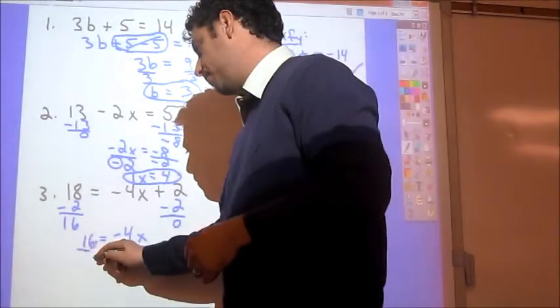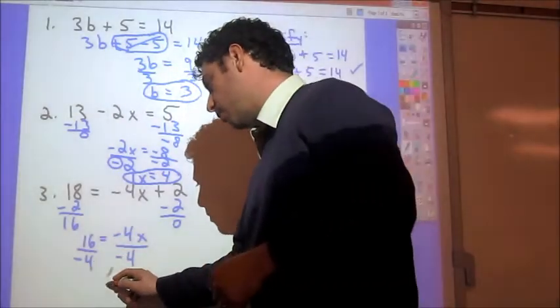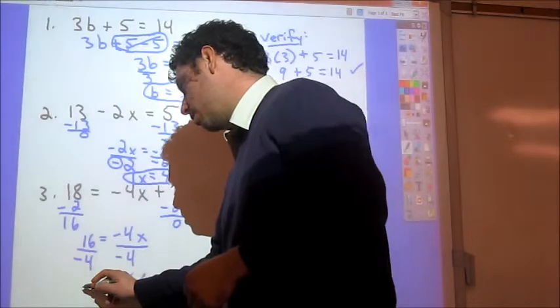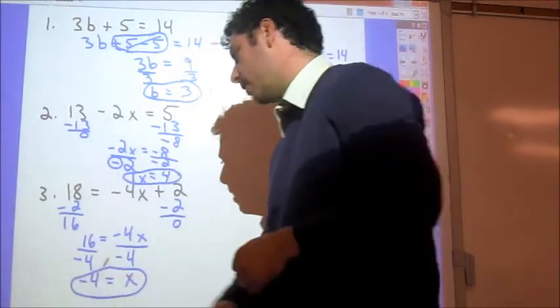Divide by negative 4. On this side, we're going to be left with x. On this side, we're going to be left with negative 4. So we're saying that x is negative 4.